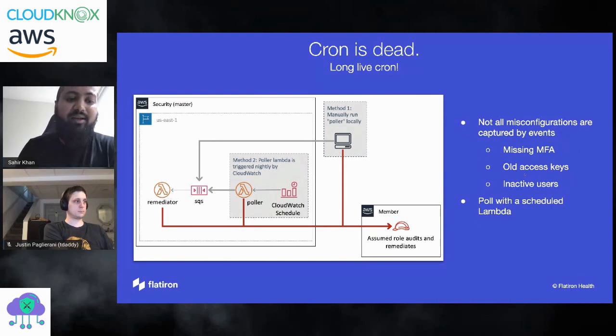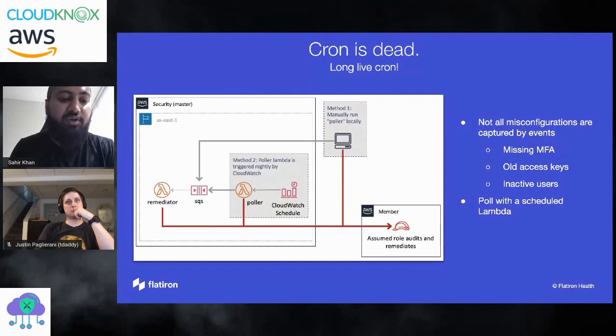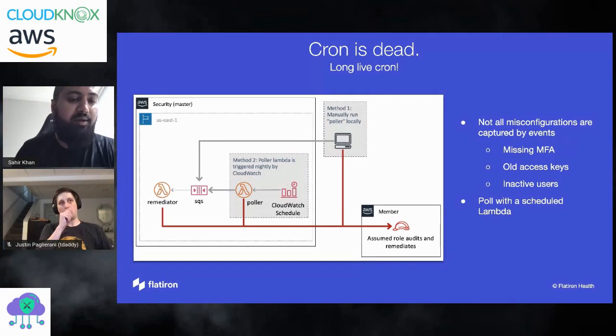Some of these events are really hard to capture on your CloudTrail API logs or the event rules. Let's say old access keys: how do you capture that on the API calls? You have to enumerate the user, find when it was created, when it was used, and so on. So we have the poller, which runs on a cron, say nightly. It goes to each account, assumes a role, does the enumeration, and then sends every finding to an SQS queue, which feeds the same remediator function. That function again enumerates the resource and decides whether it should be remediated or not.